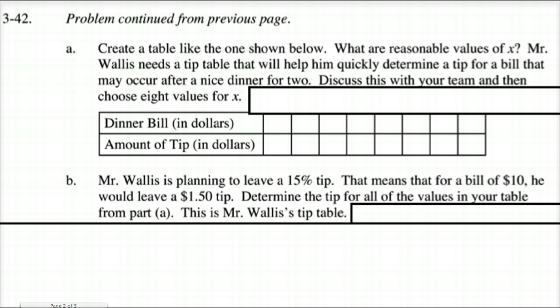Then for B, Mr. Wallace is planning on leaving a 15% tip. That means for a $10 bill he leaves $1.50. Determine the tip for all the values in the table from part A. This is Mr. Wallace's tip table.